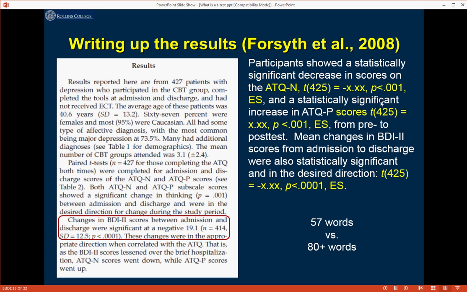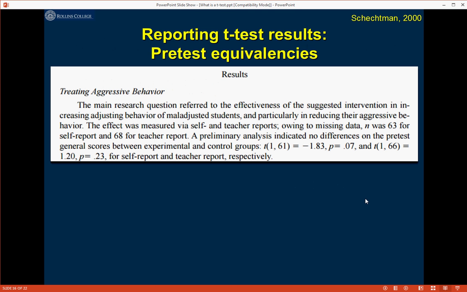And that's important because you don't want the groups to be different on the dependent variable, because if they're different on the dependent variable at the beginning, any differences at the end are going to be difficult to interpret. So let's read here what they say in the paragraph. It says, the main research question referred to the effectiveness of the suggested intervention in increasing adjusting behavior of maladjusted students, and particularly in reducing their aggressive behavior. The effect was measured via self and teacher reports. Owing to missing data, N was 63 for self-report and 68 for teacher report. A preliminary analysis indicated no differences on the pretest general scores between experimental and control groups.